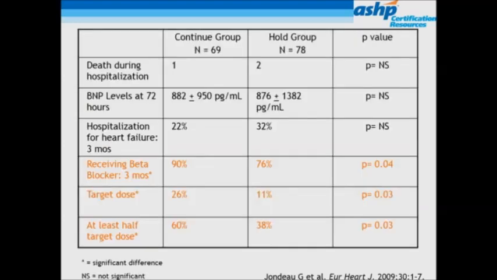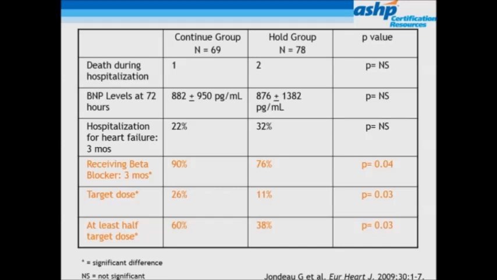But then, more importantly, looking at the differences long term, patients who continued therapy were more likely to have a beta blocker at 3 months, and the dosing was far more appropriate, at the target dose or at half the target dose. And remember, that's the most important part in heart failure, right? It's not just the drug, but the drug in the right dose. And so by stopping beta blockers in these patients, we're kind of shooting ourselves in the foot.